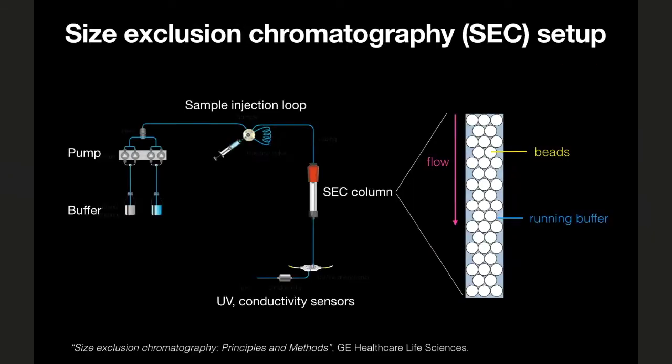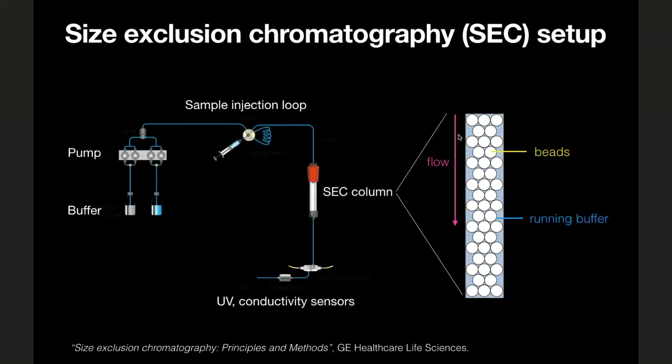So Kushal yesterday went through the basics of size exclusion chromatography already, and so you've seen some of these slides before, but I'm just going to go through them quickly again to refresh your memory. So in SEC, as I've said, we have a pump and a buffer and a sample injection loop and a column. If you zoom in on that column, what you'll see is a bunch of beads which are packed in this column.